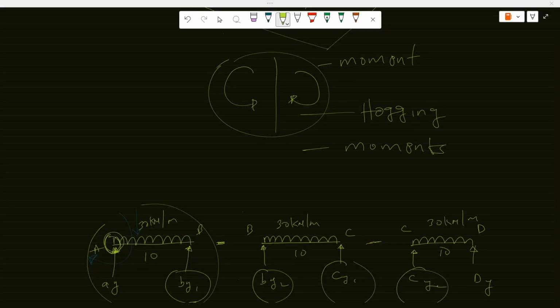So now that we've gotten our moments from the three moments equation, we're going to be needing those moments to solve for the split beams that we have here. Let's see how it applies.